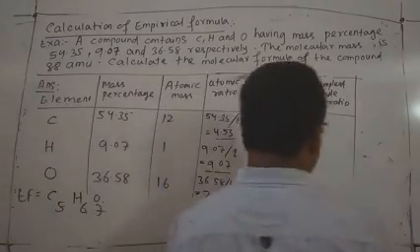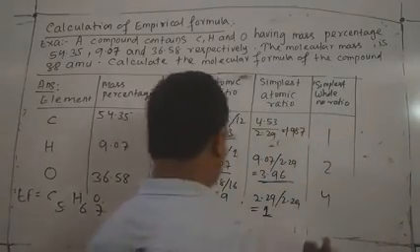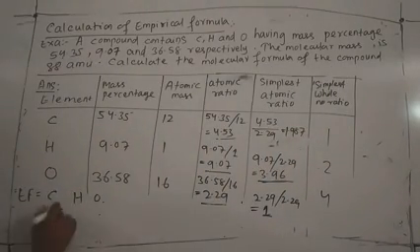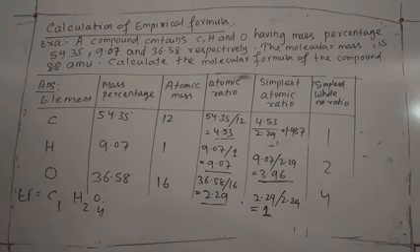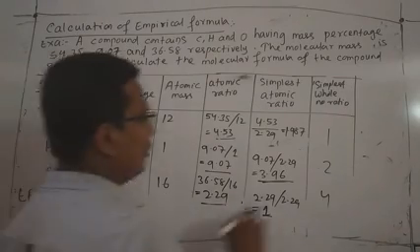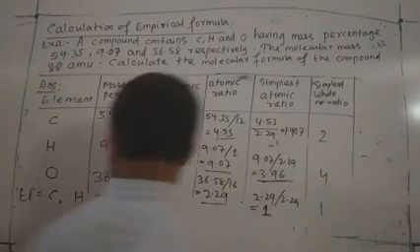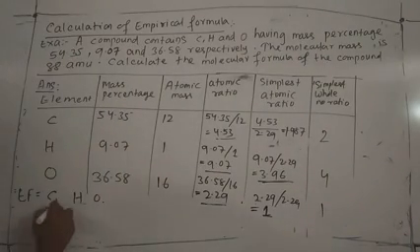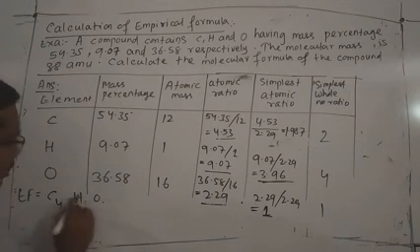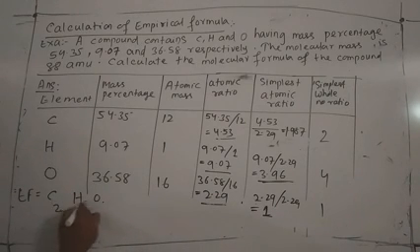What is the empirical formula? That is your 5, 6, 7. Suppose here 1, 2, 4. The empirical formula is what? 1, 2, 4. Like this. In this problem, here are 2, here are 4, here are 1. So the empirical formula must be C2H4O1. You can write 1 or not, it is your choice.